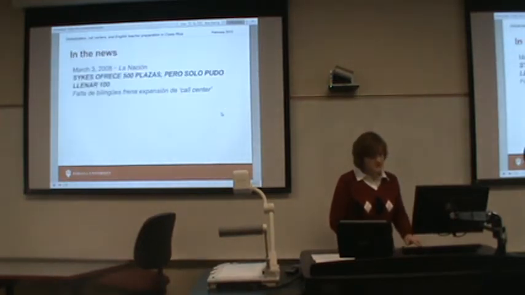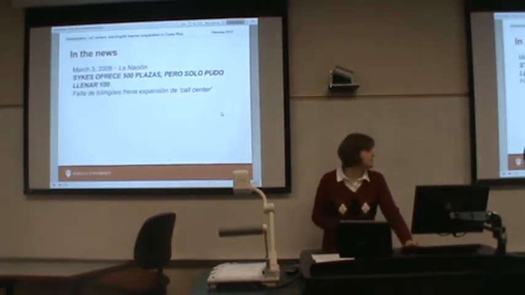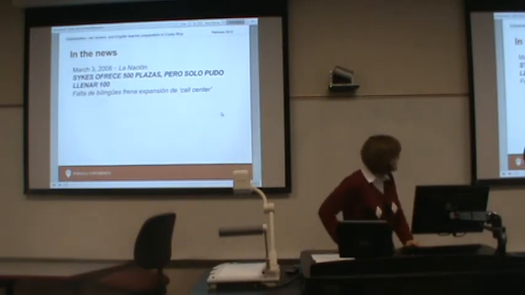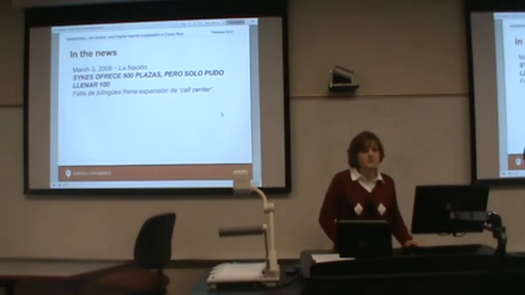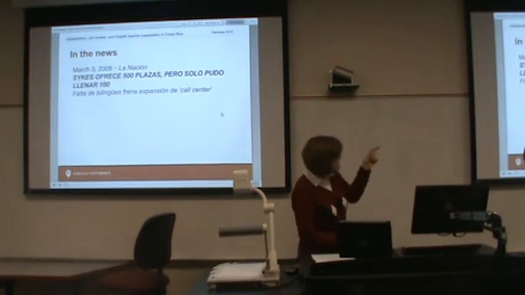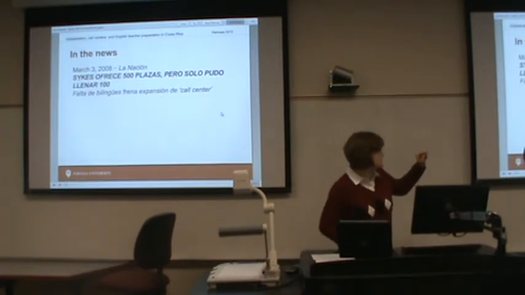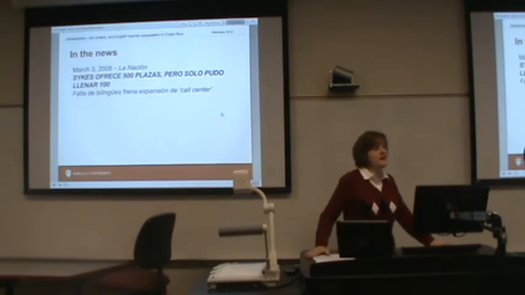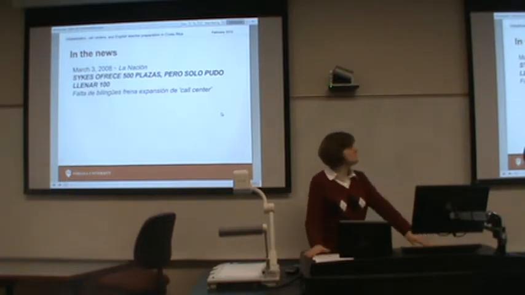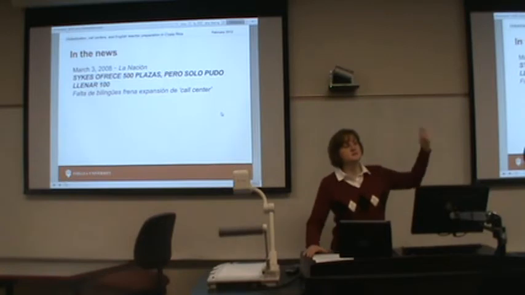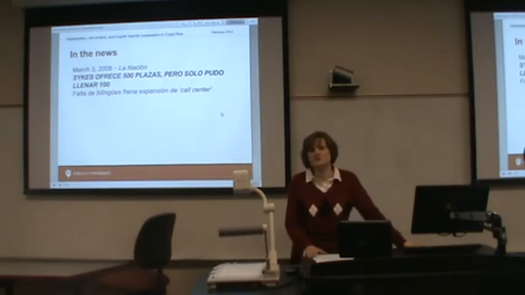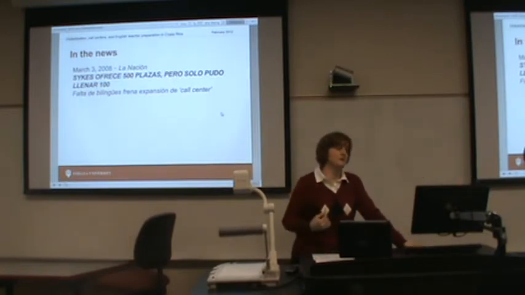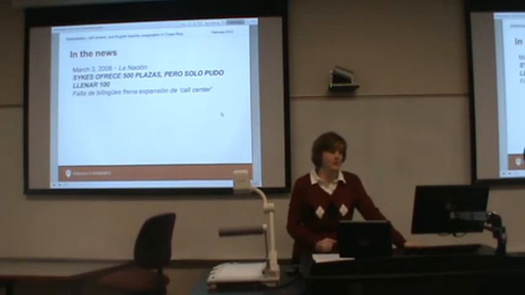In the news in 2008, this appeared on March 3, 2008 in the main newspaper there in Costa Rica, and the company Sykes offered 500 places, but they could only fill 100. That was the demand and what they're able to fill. So they are short 400 places to be able to employ people to keep moving the call center ahead. So they are trying to attract a lot more people than are available who are bilingual.